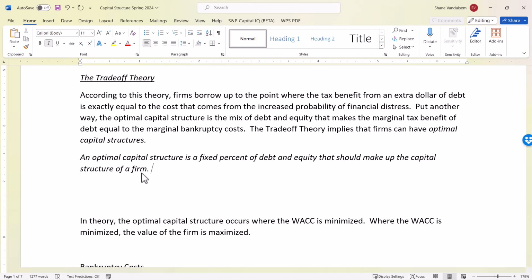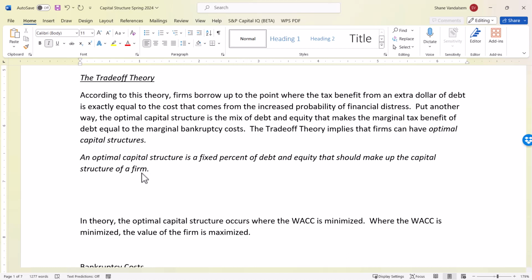So the other theory we're going to talk about is called the pecking order theory. And the pecking order theory does not assume that there is an optimal capital structure, but the trade-off theory does. The trade-off theory says for each firm there is an optimal amount of debt and an optimal amount of equity that the firm should have.